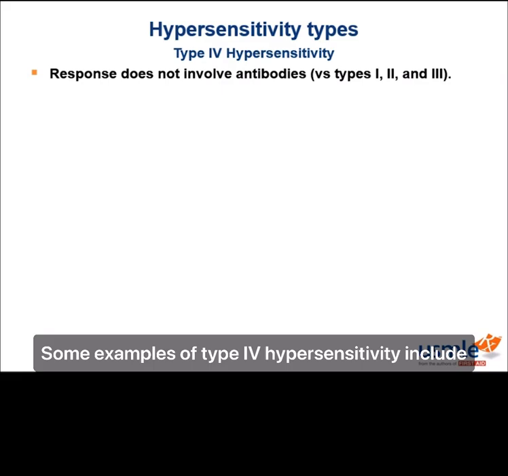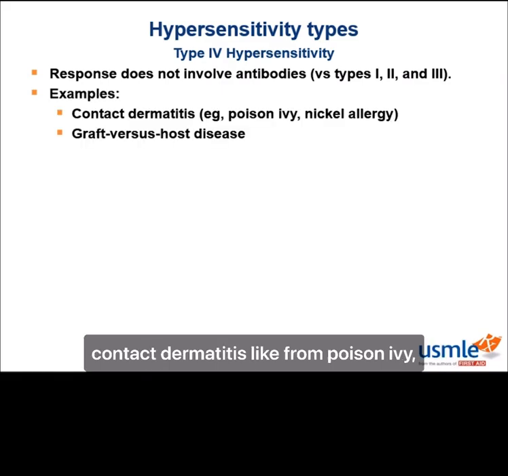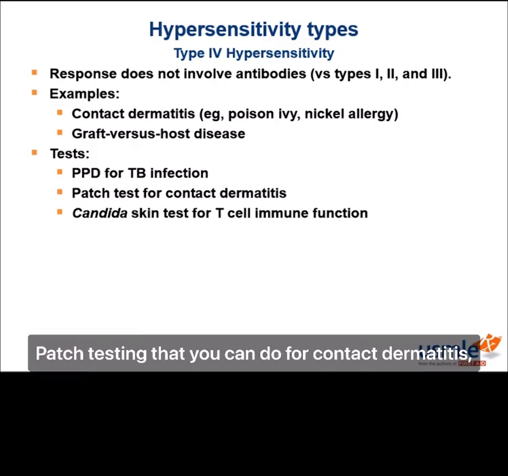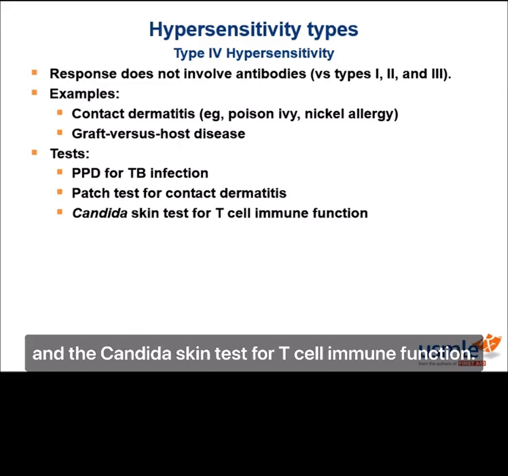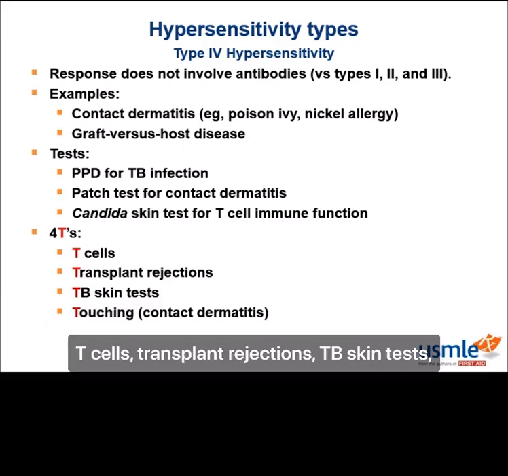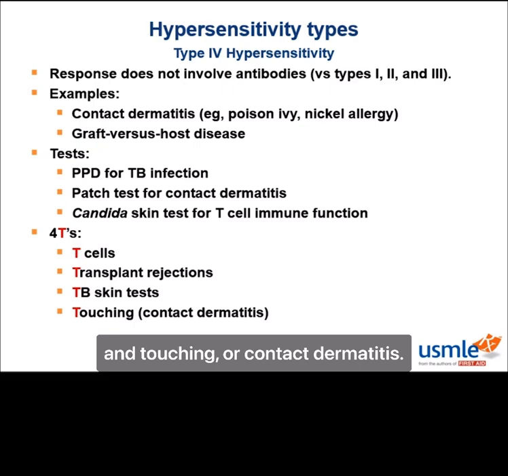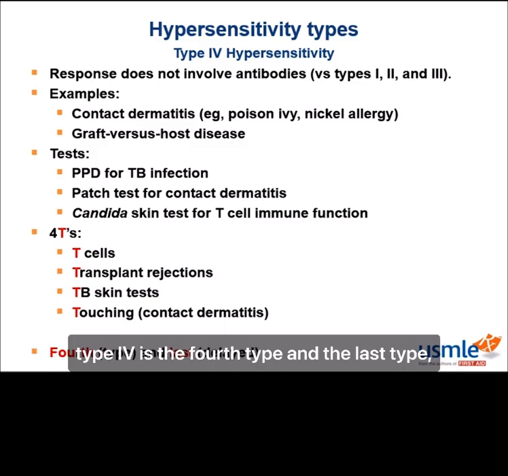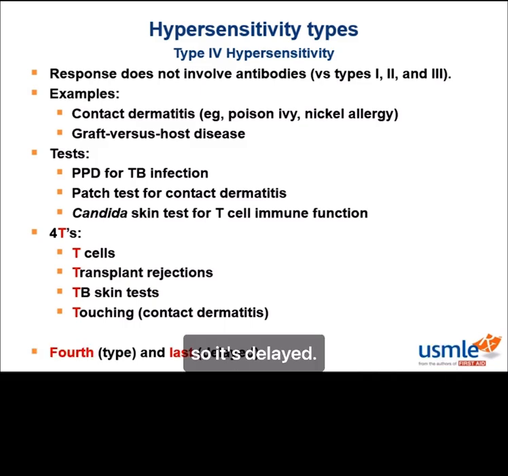Some examples of type 4 hypersensitivity include contact dermatitis, like from poison ivy, and graft versus host disease. There are some tests, like the PPD test for tuberculosis infection, patch testing that you can do for contact dermatitis, and the Candida skin test for T-cell immune function. Now, to remember type 4, you can remember the 4 T's: T cells, transplant rejections, TB skin tests, and touching, or contact dermatitis. Now, just as type 1 was the first and the fastest, type 4 is the fourth type and the last type, so it's delayed.